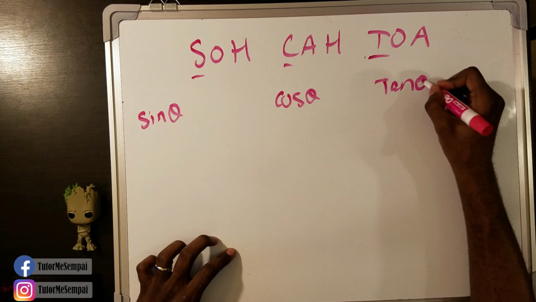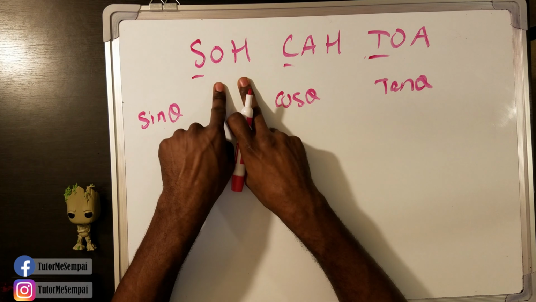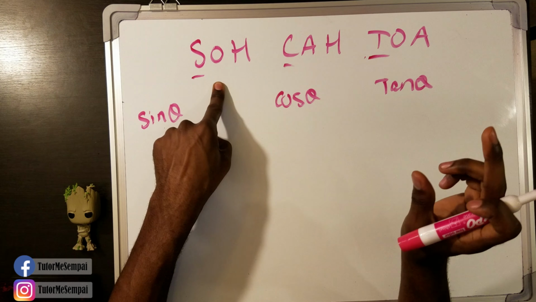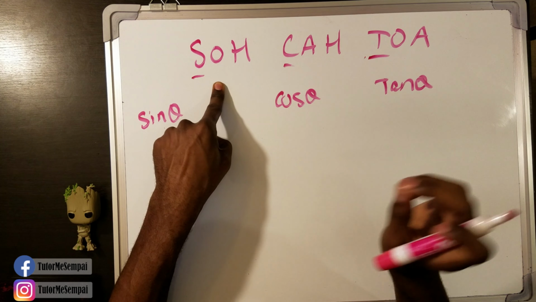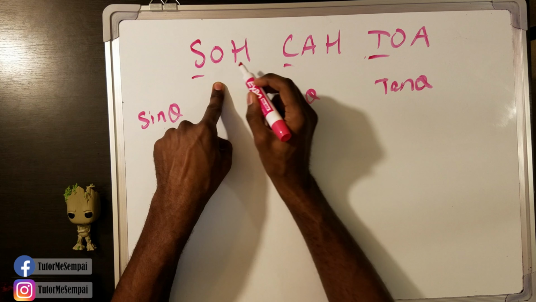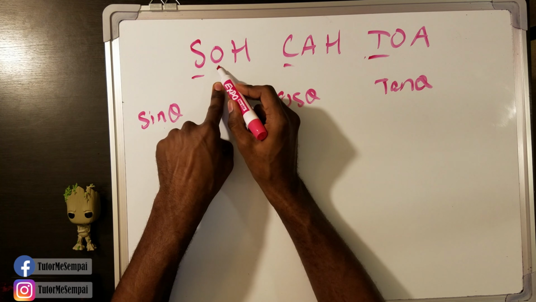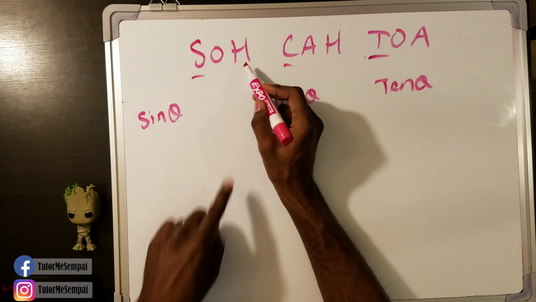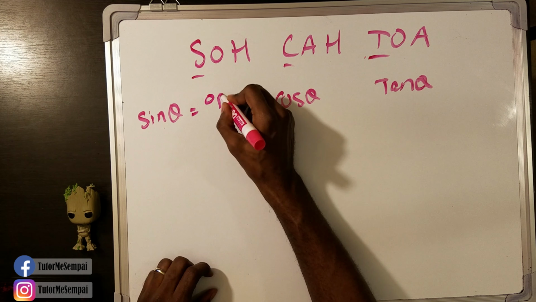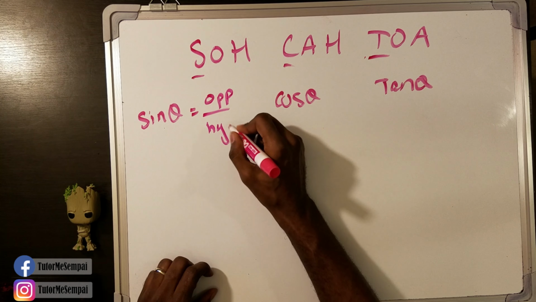So we have a tangent theta for that T. The last two letters are going to tell you not only these sides, but the order of the sides. The first one goes on top, and the second one goes on the bottom. This is an O, so that's opposite, and that's your H, so hypotenuse. So this is going to be opposite over hypotenuse.